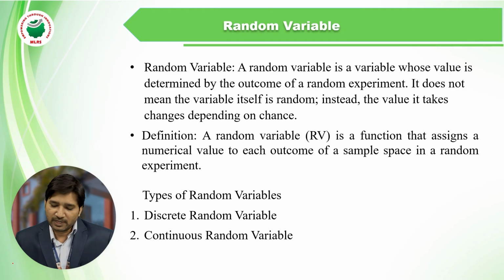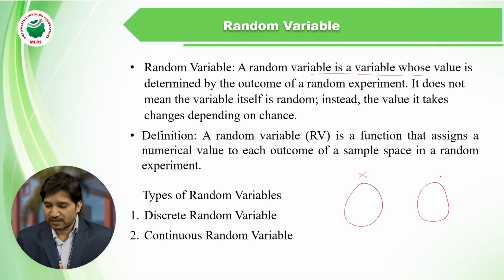A random variable is a variable whose value is determined by the outcomes of a random experiment. It does not mean the variable itself is random. Instead, the value it takes changes depending on chance. So a random variable is a function that assigns a numerical value to each outcome of a sample space in a random experiment. It is like a function. X is defined on a sample space, and this is the random variable X.